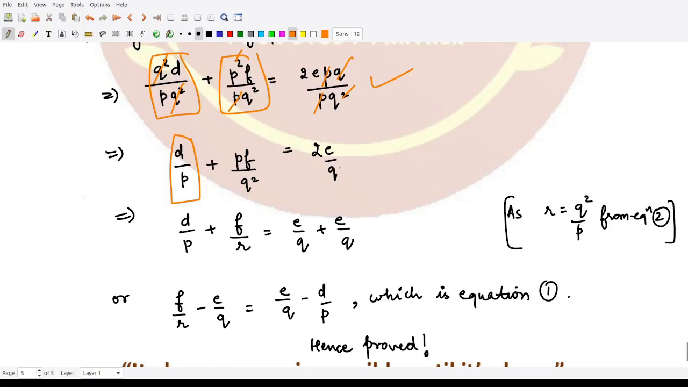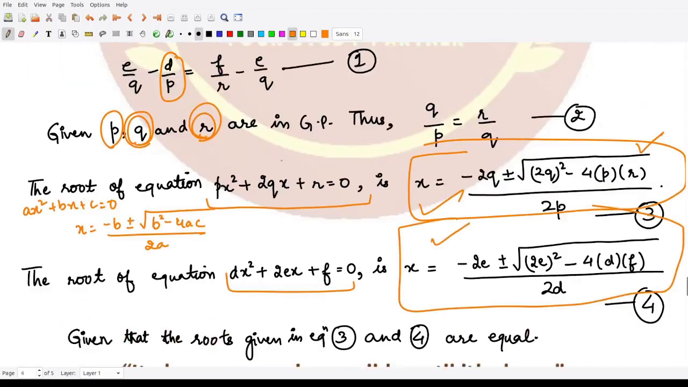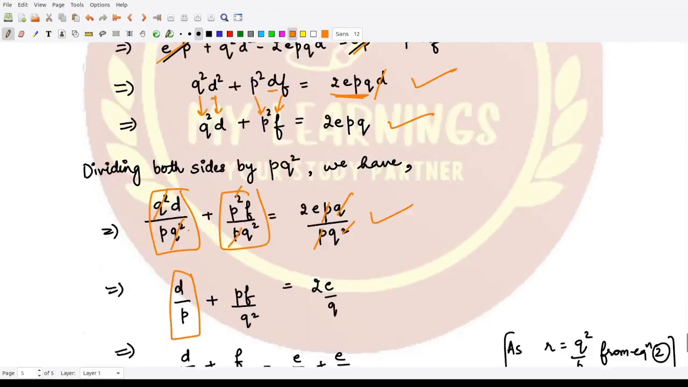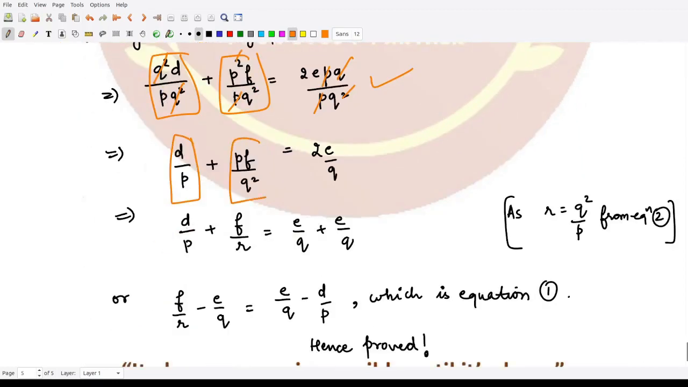So let's have a look. Do we have something of our kind, which is given in equation 1? e upon q minus d upon p is equal to f upon r minus e upon q. This term is there, this term is there, this term is there. What about this term? f upon r, it is not present here. So f upon r is missing.